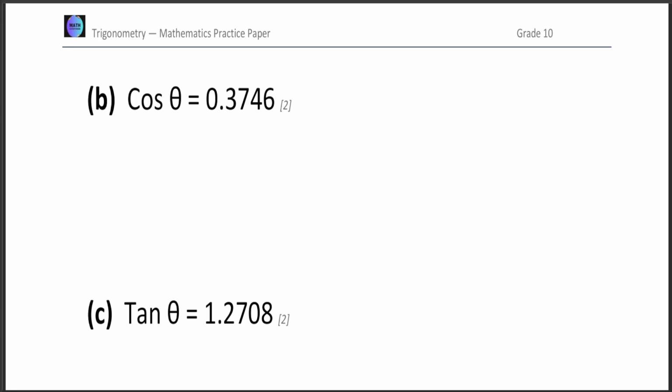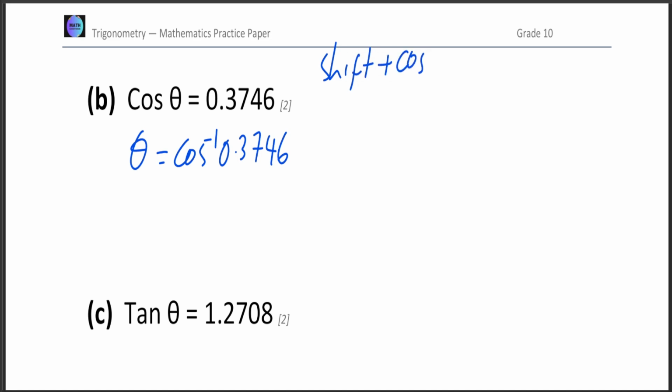So cos theta is equal to 0.3746. So again, you want to search for theta. So theta yako utafanya cos inverse ya 0.3746. Again, press shift together with the cos, utapata cos inverse, then utaandika cos inverse ya 0.3746. So cos inverse of 0.3746 is going to give you theta equal to 68.0.